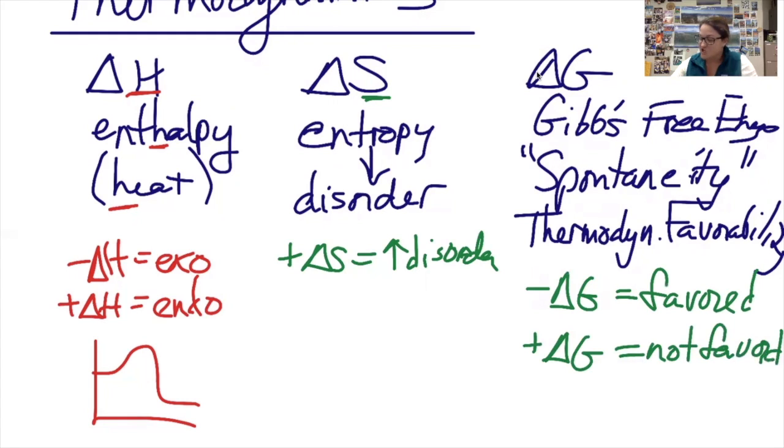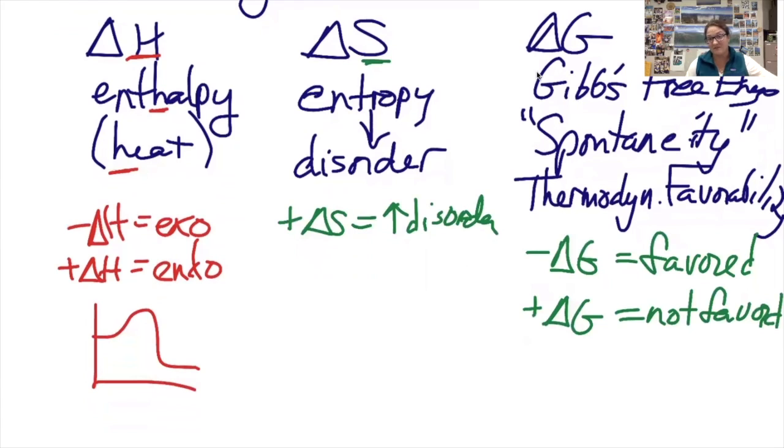Delta G can change with temperature. Sometimes a reaction is not favored at room temperature, but if we heat it up, it is favored, or it's not favored at room temperature, but if we cool it down, it is favored. So delta G naught means at 25 degrees Celsius.